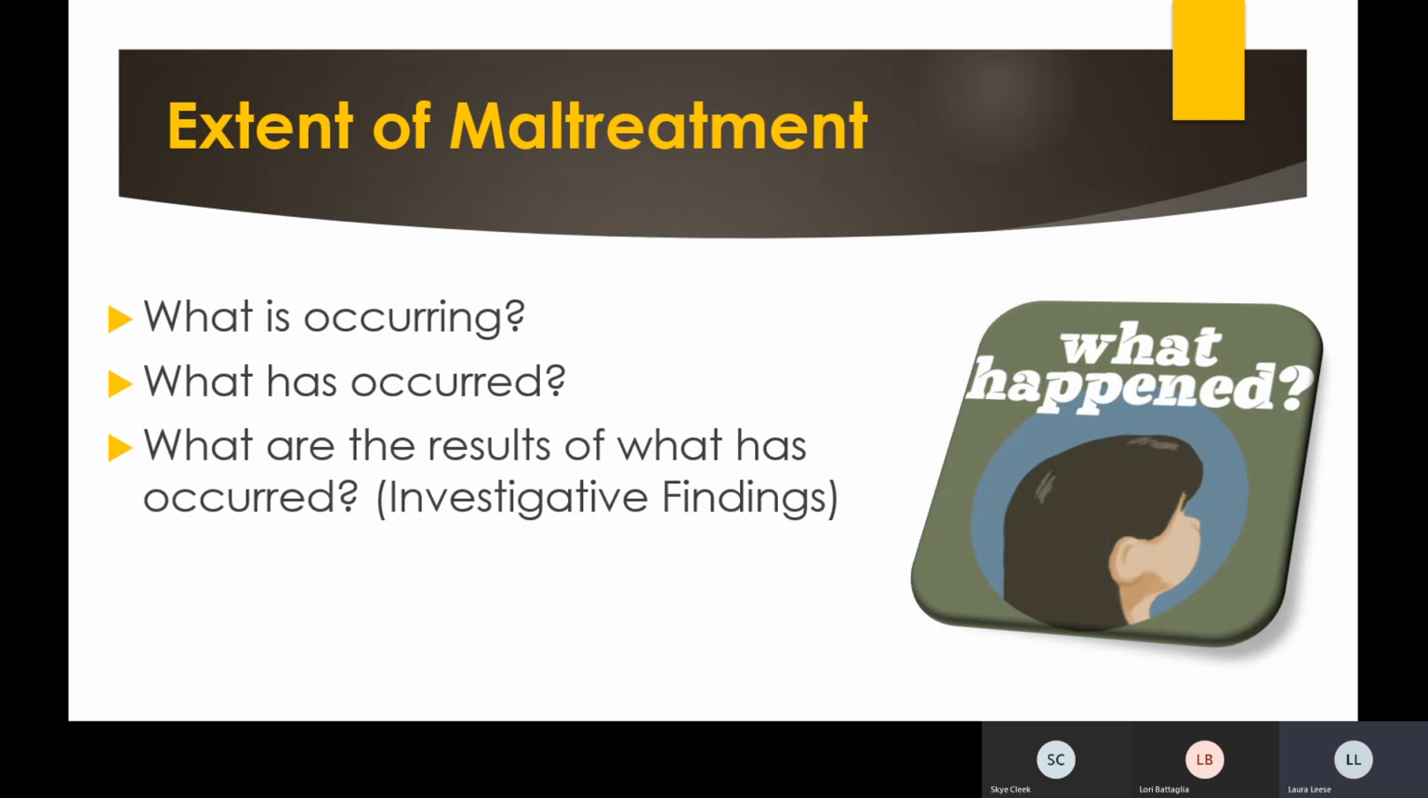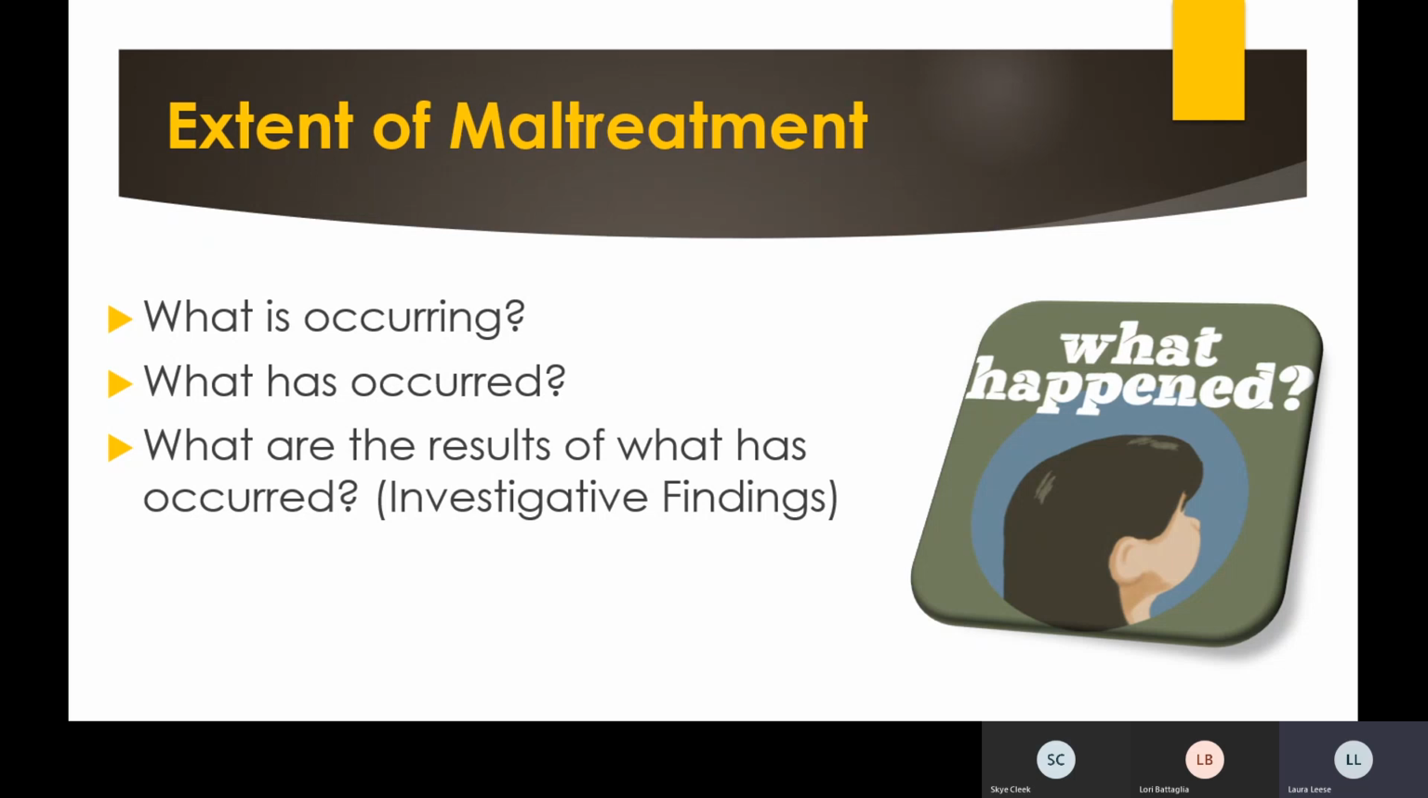The first domain that pulls up on the family functioning assessment, as well as the progress update, is the extent of maltreatment. The extent of maltreatment is what is occurring or what has occurred in the home. What are the results of what has occurred? What that means is the extent of the maltreatment would be the actual maltreatment itself. So were there allegations of substance abuse, domestic violence, and then what were the results of those? What were the investigative findings? That's what would go in here.